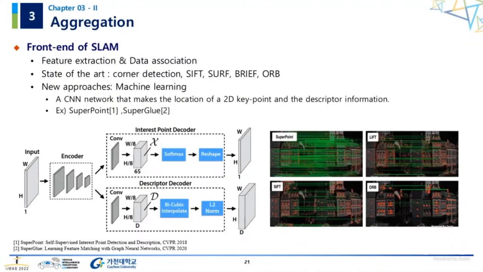To this end, SuperPoint uses Siamese training techniques to efficiently learn image pairs with good key point matching, using ground truth data in the training process. Through this, as shown in the figure on the right, it connects the related features in two different images very well.